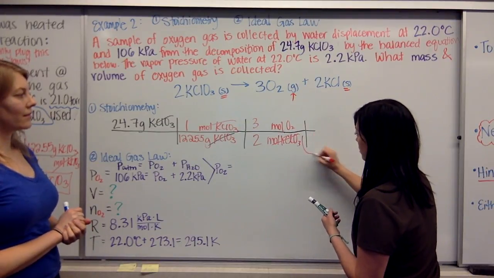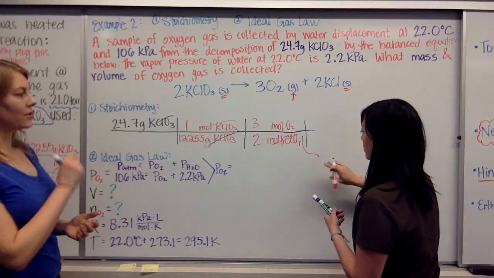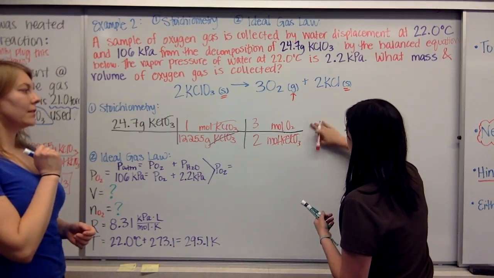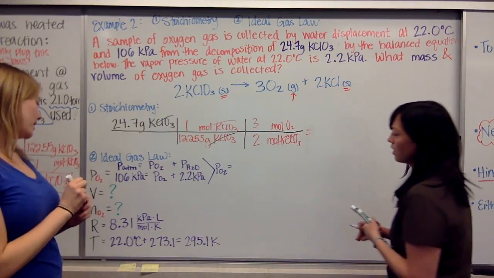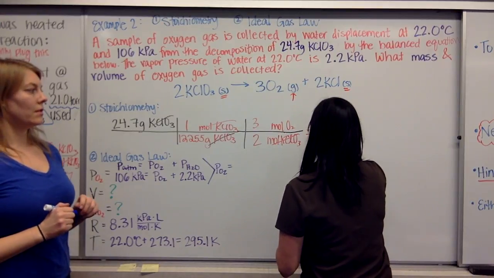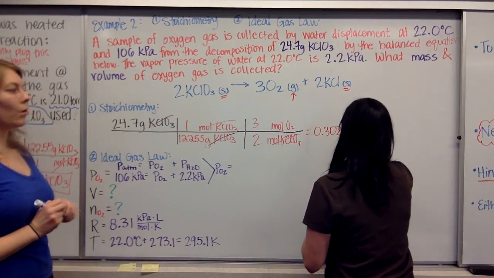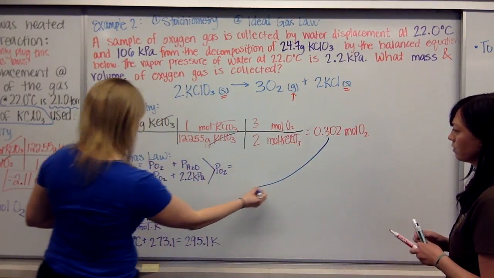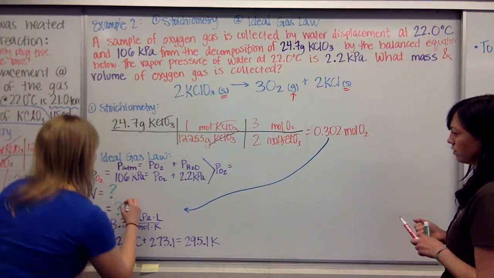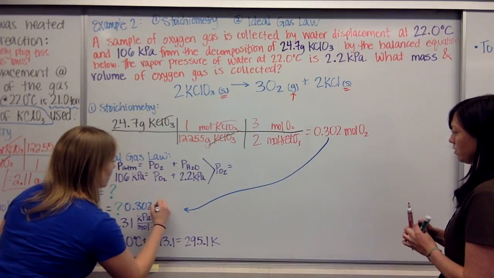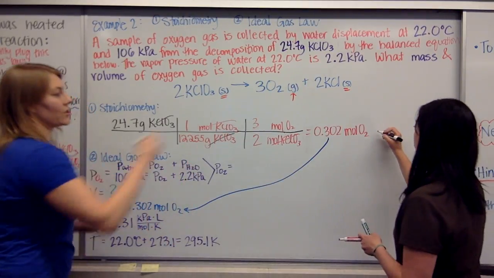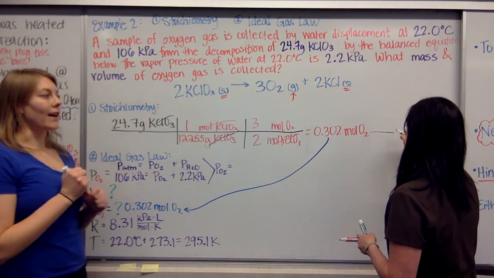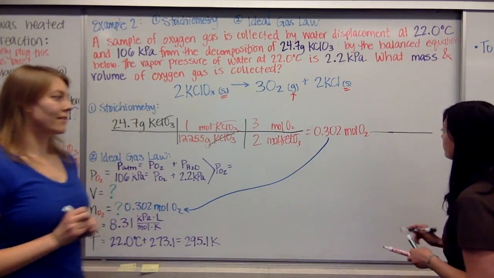So equals. No, I would just do equal. Yeah. And then you can keep going. 0.302 moles of oxygen. And we can set up, we're going to plug this in right down there. 0.302 moles of oxygen. And then we can just draw our railroad tracks straight from this, okay?